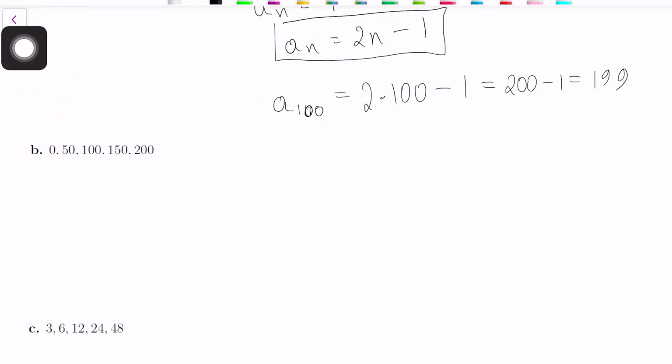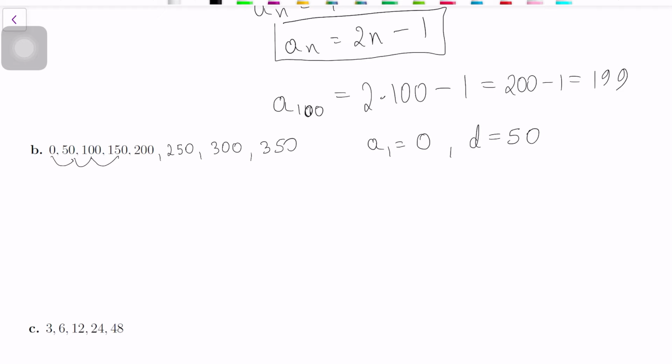Is it arithmetic or geometric? I see that if I keep adding 50, I get to the next term. So I know the difference is 50. So this would be 250, this would be 300, and this would be 350. Now I can tell that a1 is 0, that's the first term. The difference d is 50, right, between any two terms.